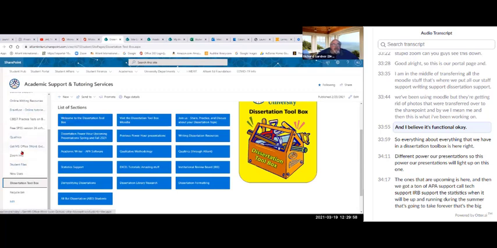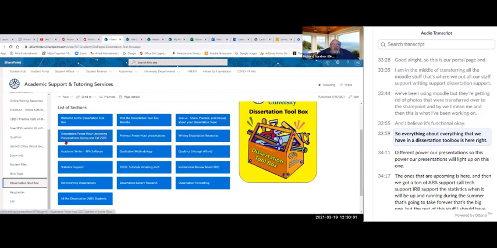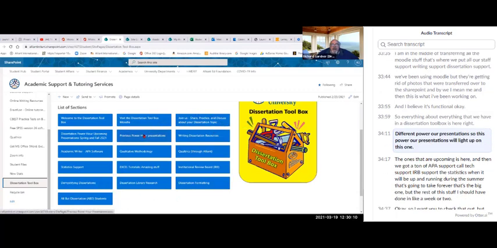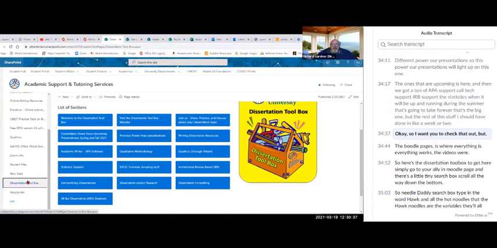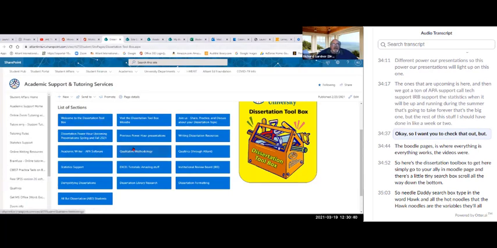So everything that we have in a dissertation toolbox is here. Different power hour presentations will line up on this one, and the upcoming ones are here. And then we've got a ton of APA support, Qualtrics support, and IRB support. The statistics one will be up and running during the summer. That's going to take forever. That's the big one, but the rest of this stuff I should have done in a week or two. So I want you to check that out.